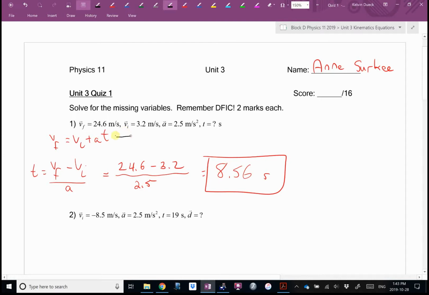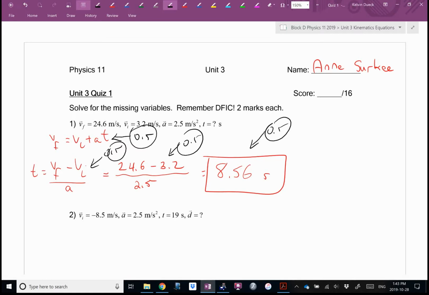Otherwise, I would give you a half mark for writing down the original equation, a half mark for rewriting it, a half mark for plugging in the numbers, and a half mark for the answer. The risk you're taking is if all you do is write down the answer, I can't give you part marks if you make a mistake.